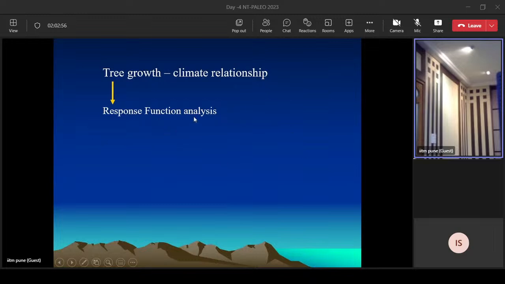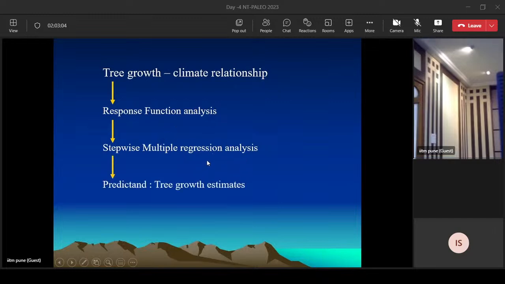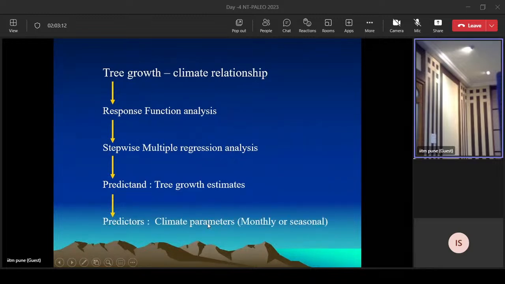Tree growth response function analysis uses stepwise regression analysis, where tree growth is predicted and climatic parameters are the predictors. Monthly and seasonal parameters are generally used.